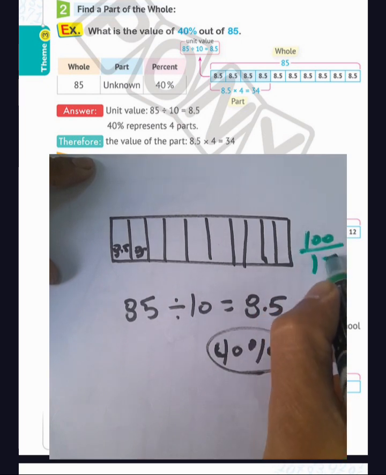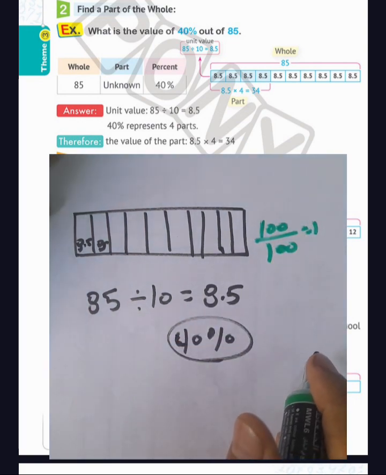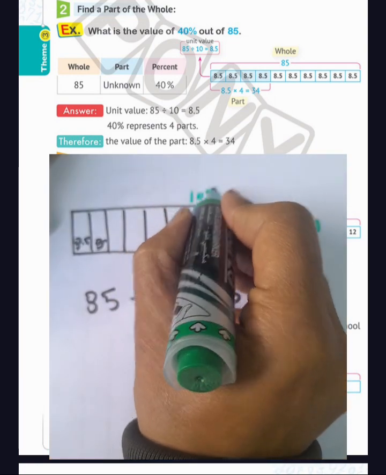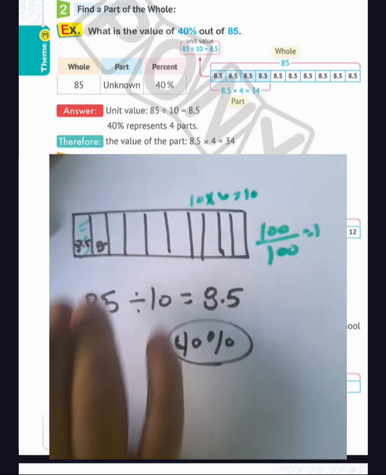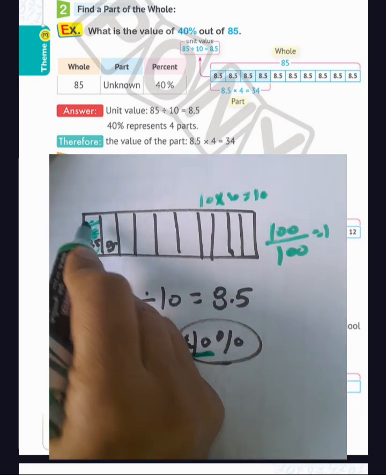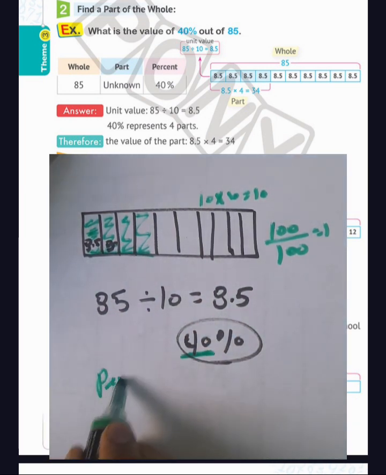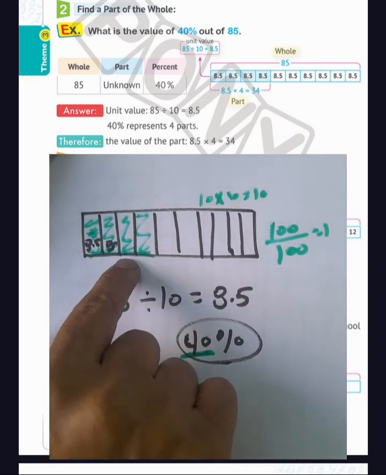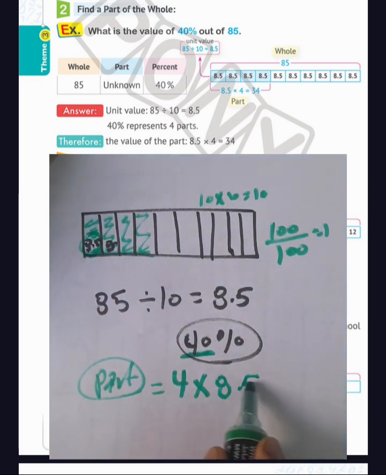Because the whole is 1, and 1 equals 100 over 100. Okay? Then we have 10 parts, and each one of them is 10, because 10 times 10 equals 100. Then each part represents 10% from the 10 parts. And 40%, how many parts here? 10, 20, 30, 40. We have 4 parts. Then the number of the parts tells you the number colored. 40% means colored 1, 2, 3, 4. We colored 4 parts, and the value of each one is 8.5.